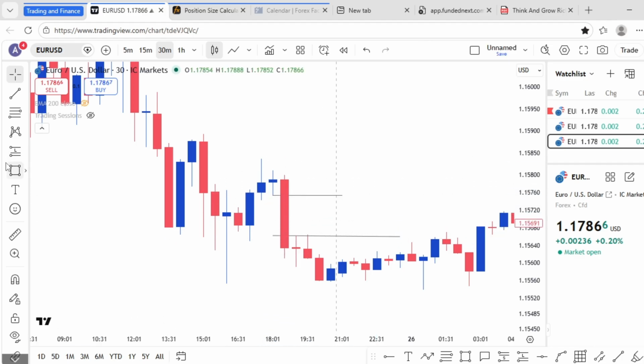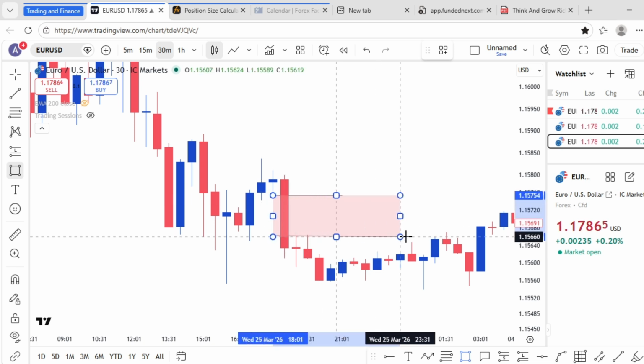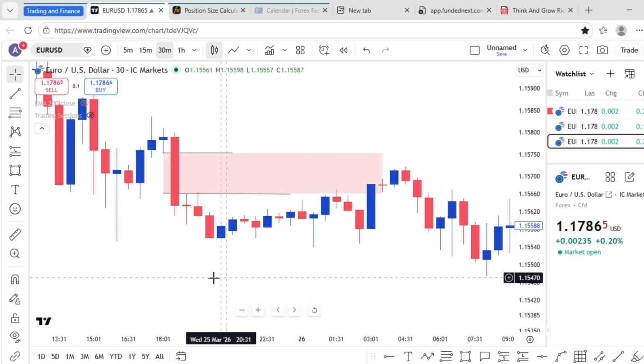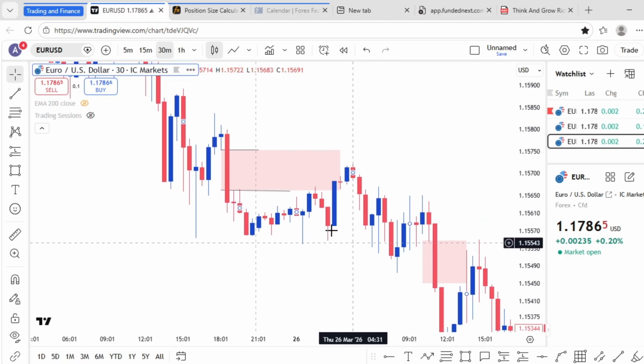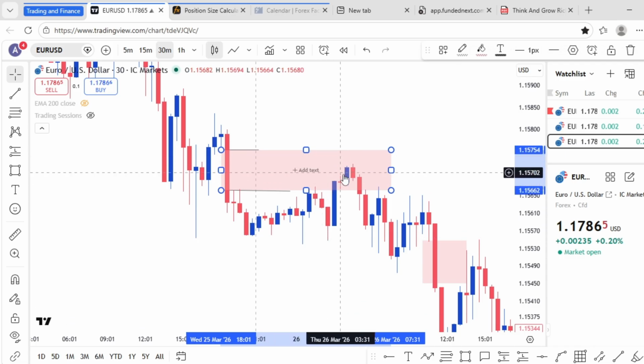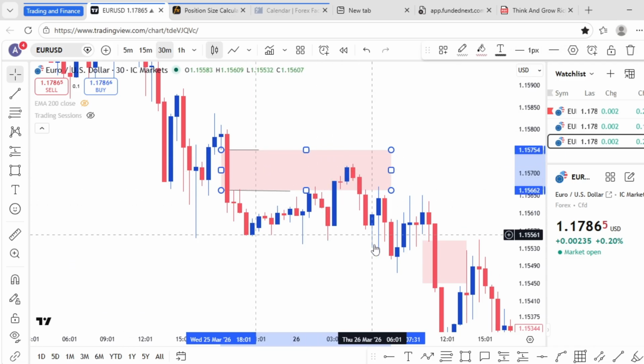So what do we do? We mark it out, and we expect price to come to that zone, and we either take an entry or we expect a reaction from that zone. And as you can see, price did exactly that. Price has to come into that zone and fill the unfilled orders before it will continue.